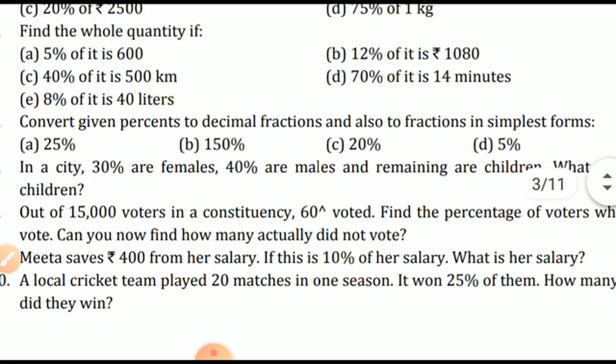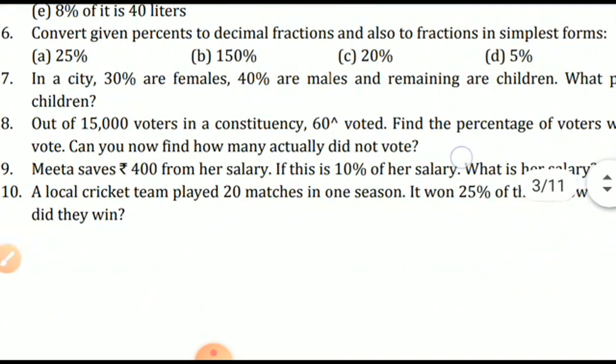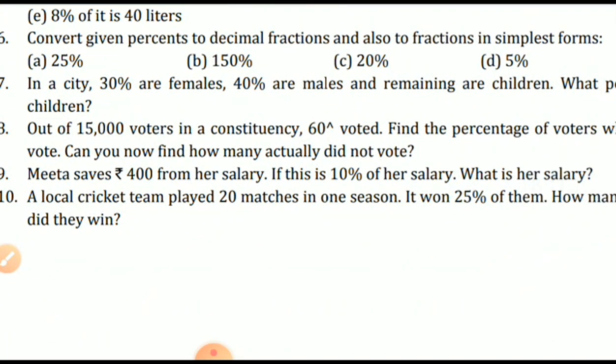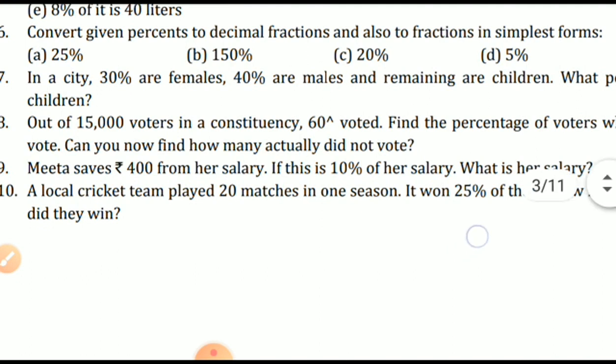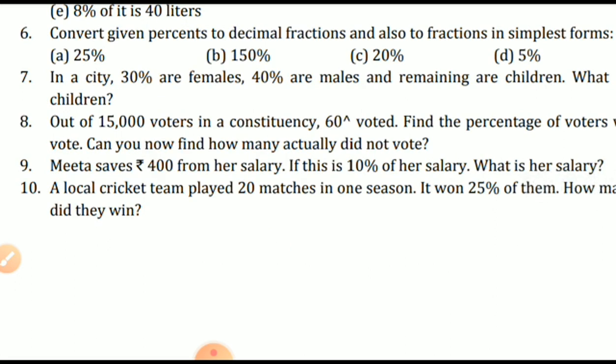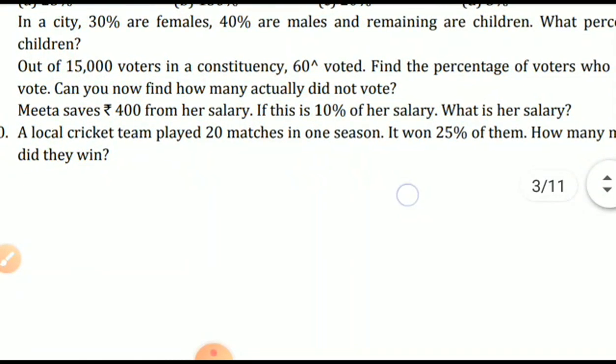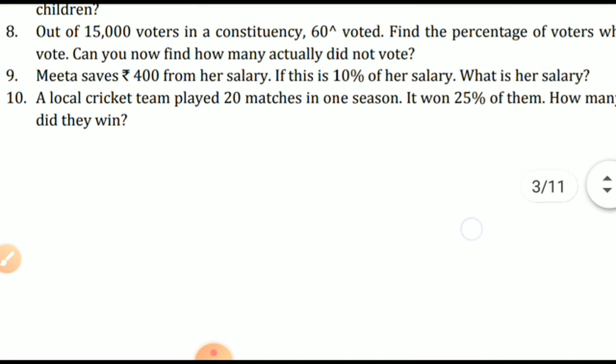In a city, 30% are females, 40% are males, and the remaining are children. We have to find what percent are children. A very simple way: 30 plus 40 gives 70%, so the remaining is 30%. Without any calculation, you can find the answer. Regarding the 8th question, out of 15,000 voters in a constituency, 60% voted. Find the percentage of voters who did not vote. Can you now find how many actually did not vote? Yes, my dear students, you can do it.